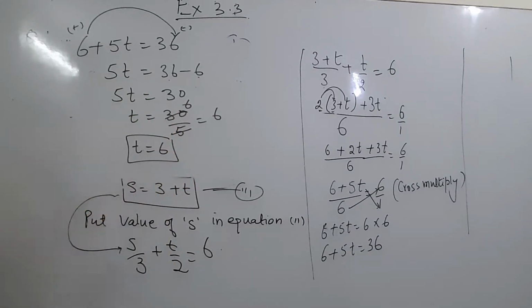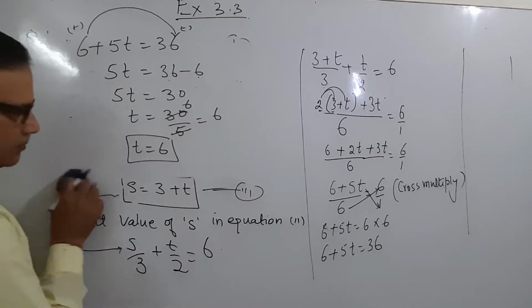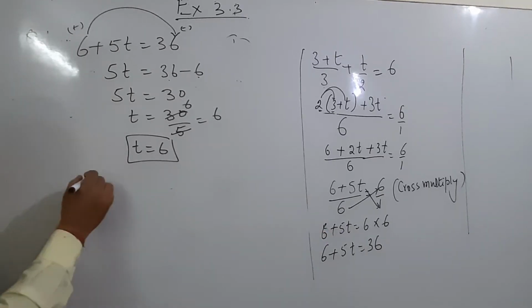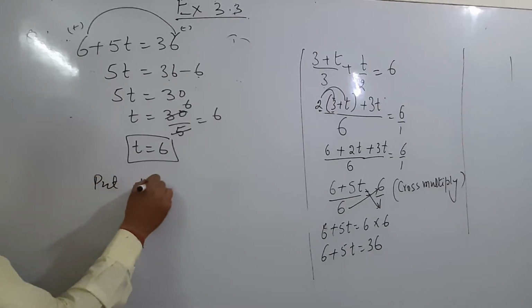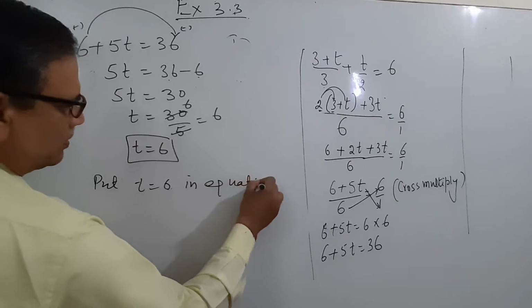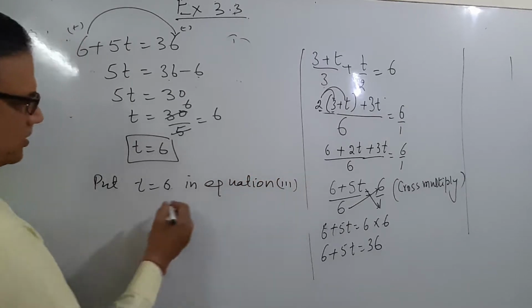This t is equal to 6, and now we have to find out the value of s. Then put the value of t equal to 6 in equation third. What is equation third?